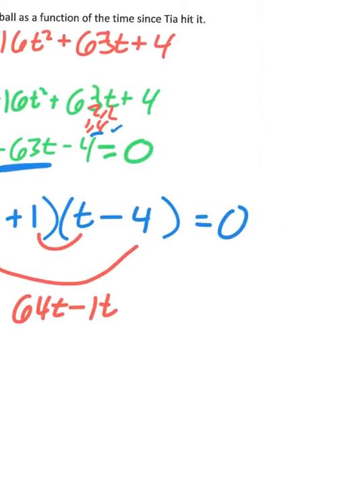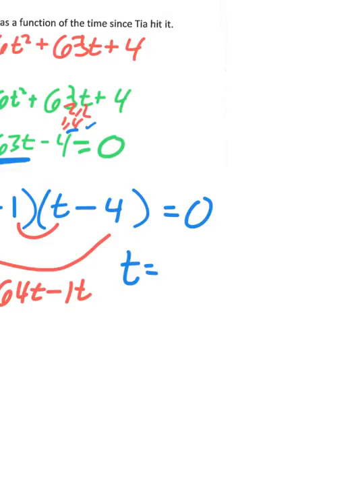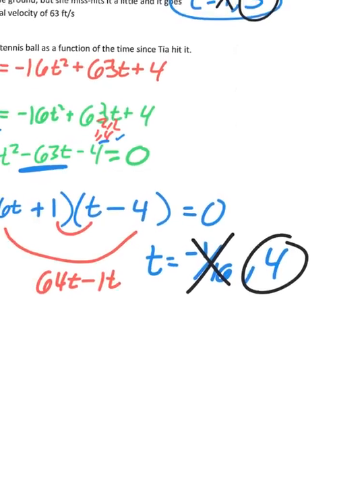That all equals 0, and so t equals negative 1/16, and then positive 4. Of those two options, negative 1/16 is kind of like even before she would hit it if it was following that path. But it's obviously not going to be our answer. We want 4. After 4 seconds, the ball hits the ground.